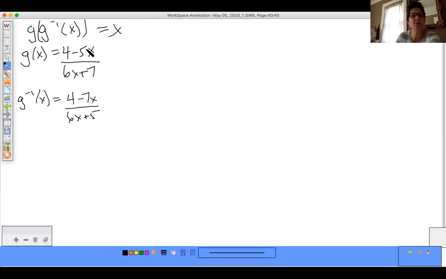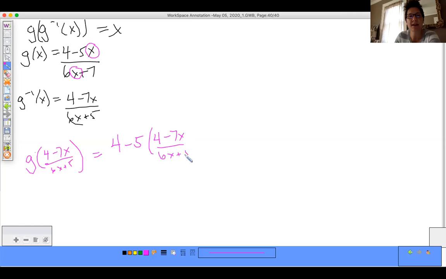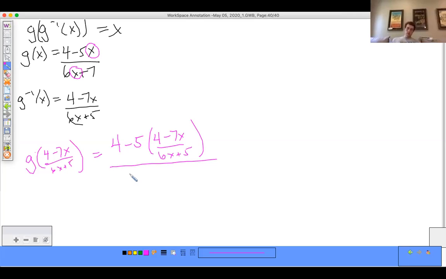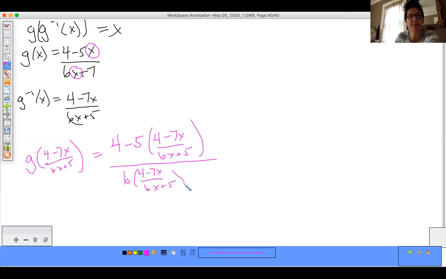Okay, so now that we have that, everywhere I see an x up here in G of X, all of these x's are getting replaced with this monster down here, okay? So I'm going to go ahead and do that. So that means G of G inverse, I'm plugging in 4 minus 7x over 6x plus 5 everywhere I see an x in G. So it's going to go in here, and it's also going to go in here. So it's going to be 4 minus 5 times (4 minus 7x over 6x plus 5) divided by 6 times (4 minus 7x over 6x plus 5). And then there's a plus 7.